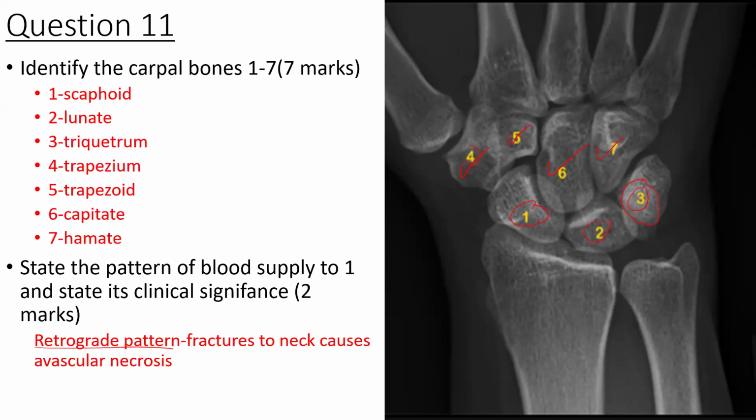Yes, you have to specify which part undergoes avascular necrosis. For the scaphoid here, if you have a fracture of the neck of the scaphoid, that's when you have avascular necrosis, because that is where the vessels are as they go to the body. Also for talus, it's more or less the same, but I'd be more keen to know, do you know the pattern of blood supply?